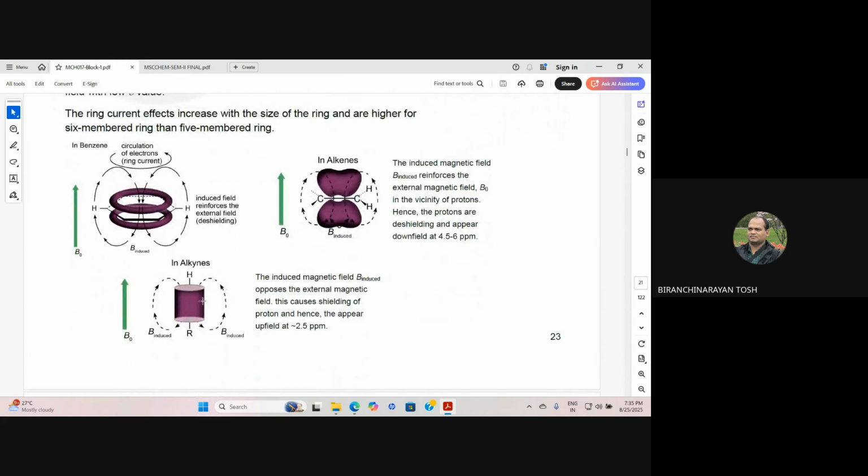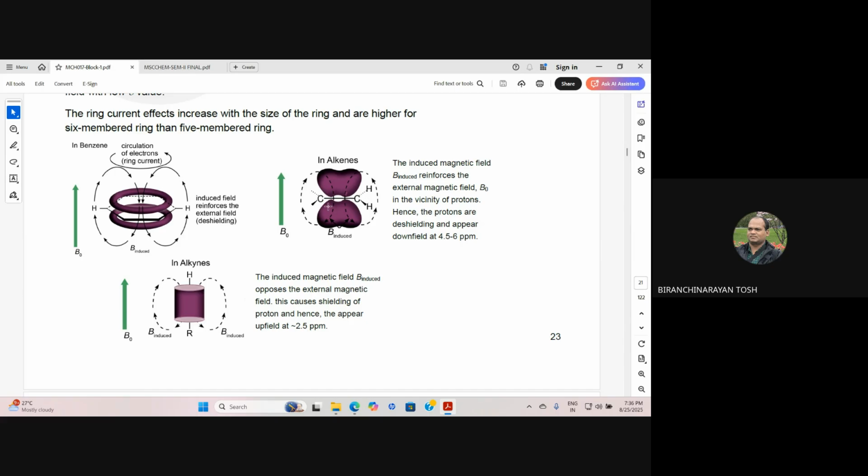In the case of alkyne, a triple bond is there, just the opposite of alkene. You can see here, in the alkene the molecule's internuclear axis is perpendicular to the direction of the applied field, but here the internuclear axis is parallel to the direction of the field. So here the hydrogen attached to the triple bond carbon, the induced magnetic field opposes the external magnetic field. Therefore, shielding of the proton occurs, and hence the peak will be upfield at 2.5.